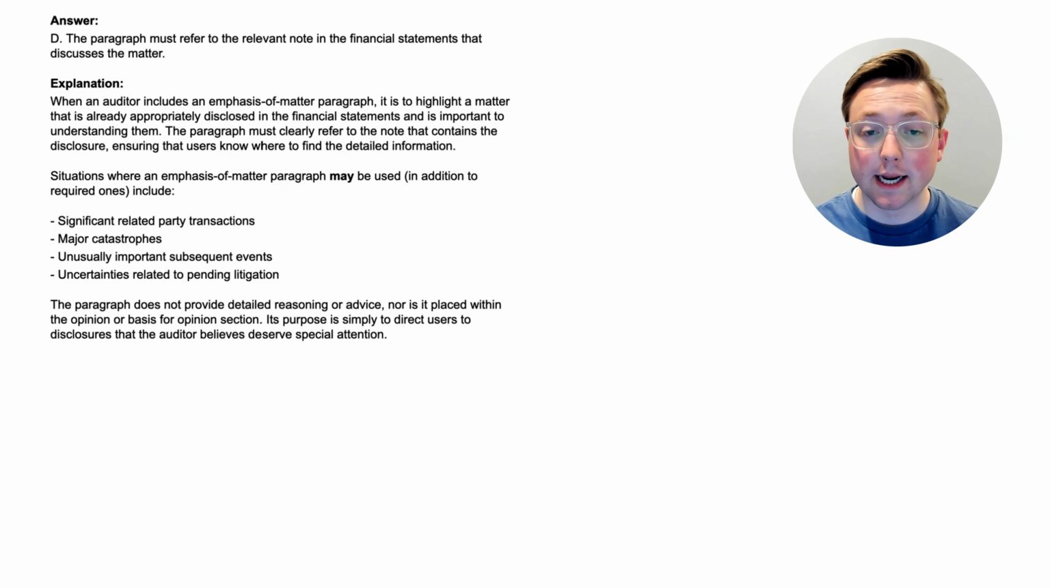When an auditor includes an emphasis of matter paragraph, it is to highlight a matter that is already appropriately disclosed in the financial statements and is important to understanding them. So it's something that is already disclosed, people can already find it, but the emphasis of matter paragraph is there to make sure that people go look at it. The paragraph must clearly refer to the note that contains the disclosure, ensuring that users know where to find the detailed information.